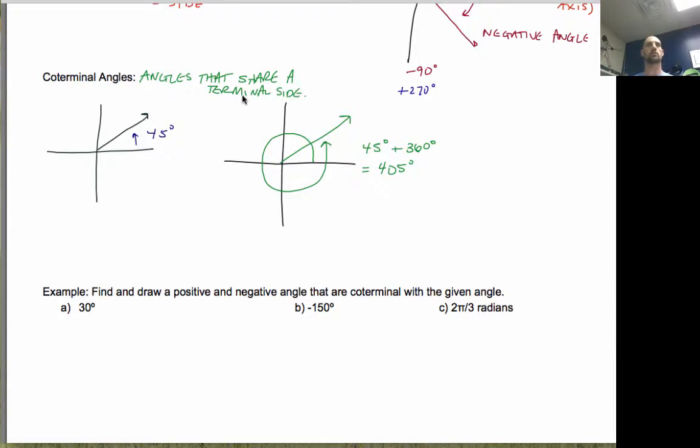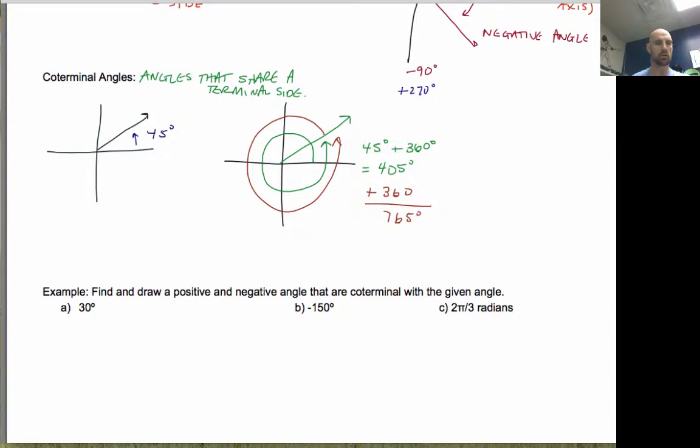Okay, so do you see how this works? So if it opened up 45 degrees and then went all the way around again, it's at the same spot, so it's coterminal. The terminal sides are together, like cooperation means together. Coterminal sides. Or what if it went all the way around again for another 360? So I could do plus 360 again and get 765, right? I could go around again.